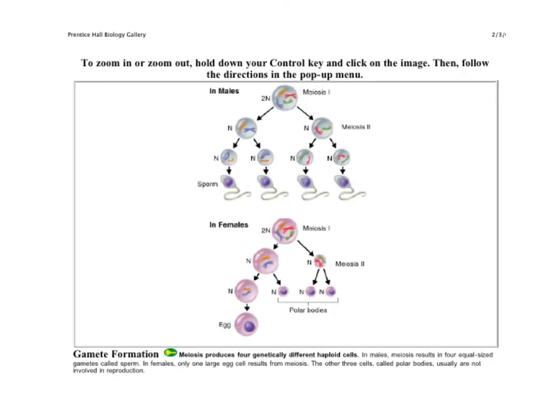And if we take a look at this diagram right here, we can see the difference between male and female meiosis. Males form the sperm, females form the egg. They only form 1 egg and 3 polar bodies, though.